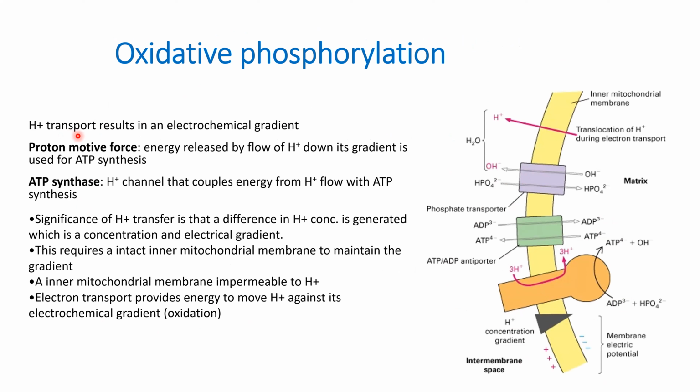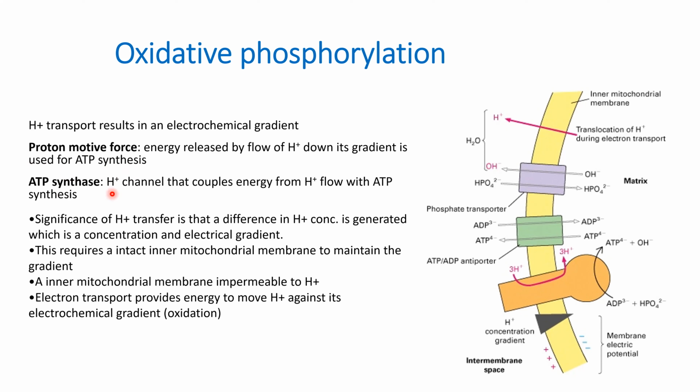So H positive transport results in an electrochemical gradient. When H positive is higher on one side and then moves to the lower side, a gradient is established, and this is called the electrochemical gradient. Positive where there is an abundance of protons, and deficient in protons, obviously, where they have the counter charges, so this is negatively charged. Proton motive force: the energy released by the flow of H positive down its gradient is used for ATP synthesis, and that is called chemiosmosis.